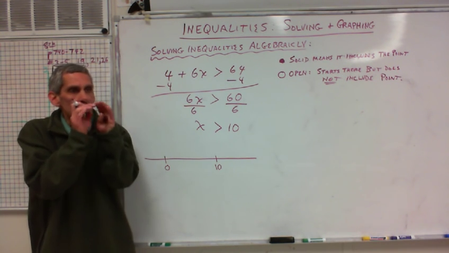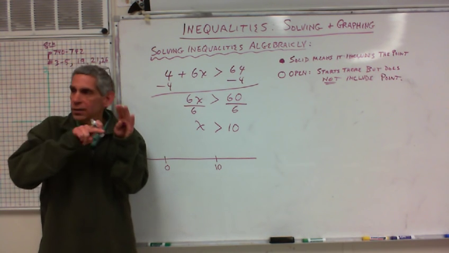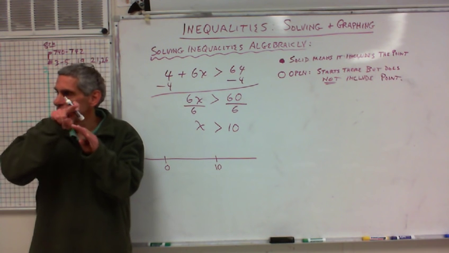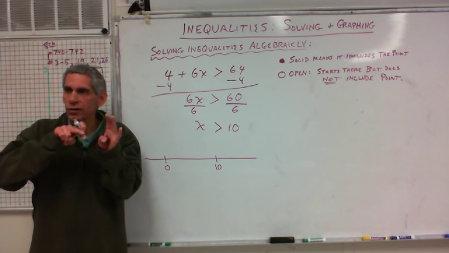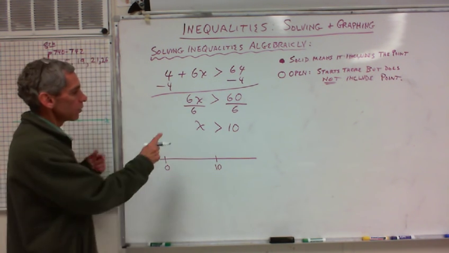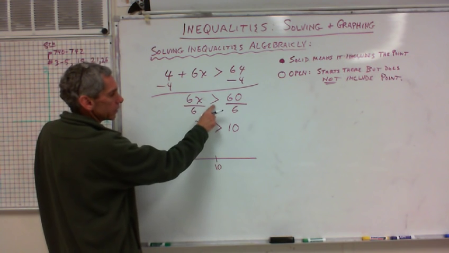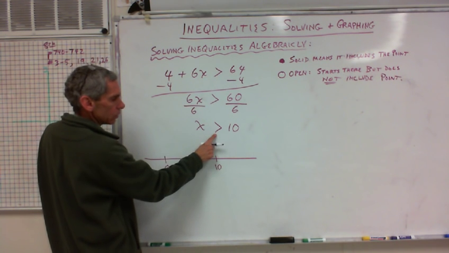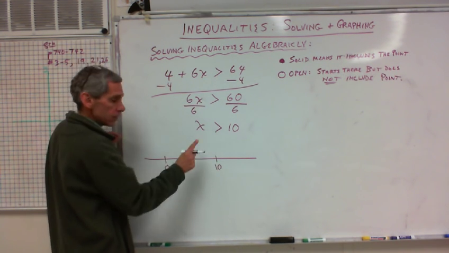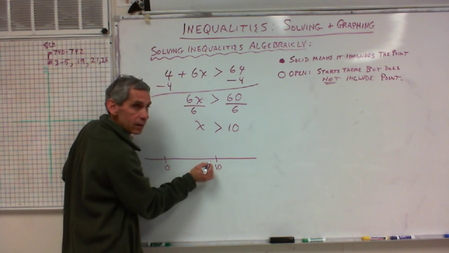An open circle is around the point. It doesn't ever touch that point. Does that make sense? So that open circle never touches this point. Now, is it an equal sign? Is it greater than or equal to? No. It's just greater than, meaning it starts at 10.